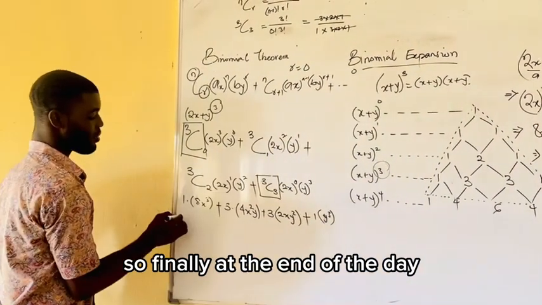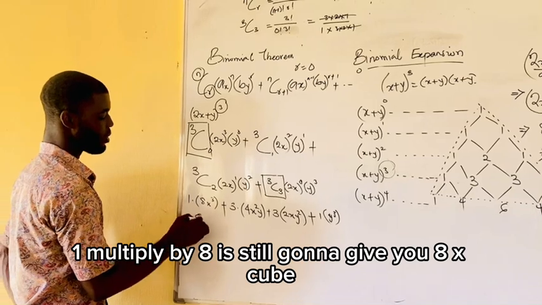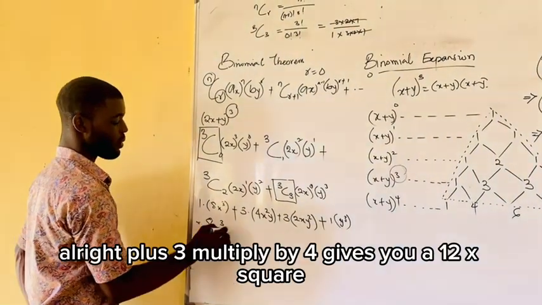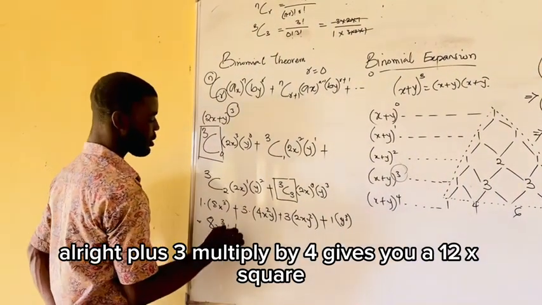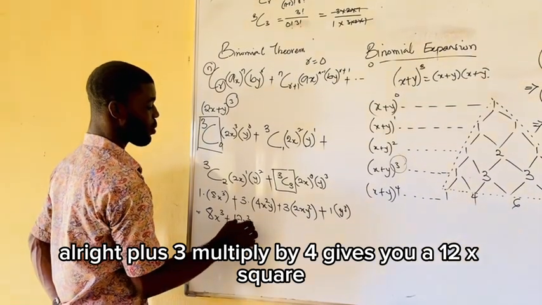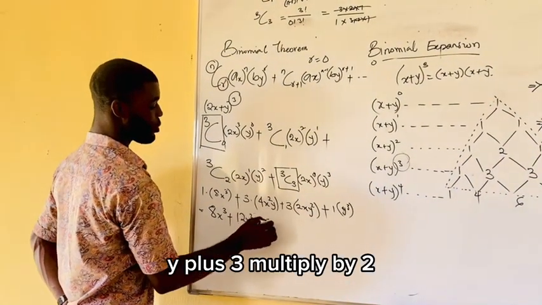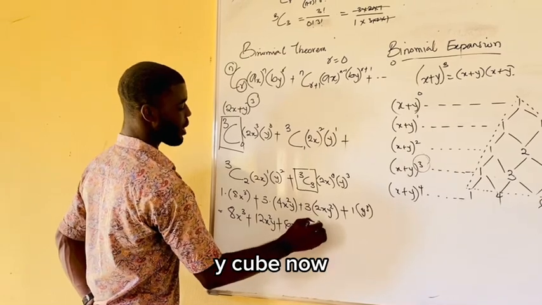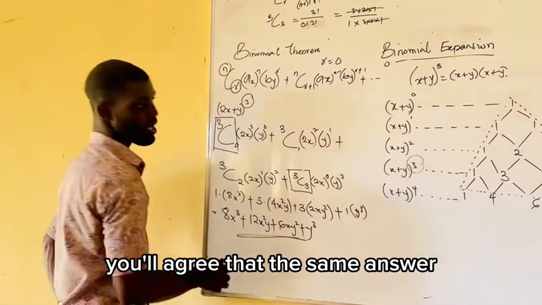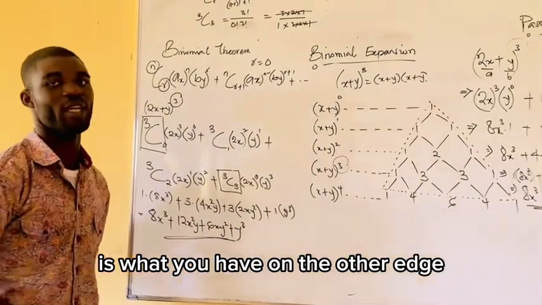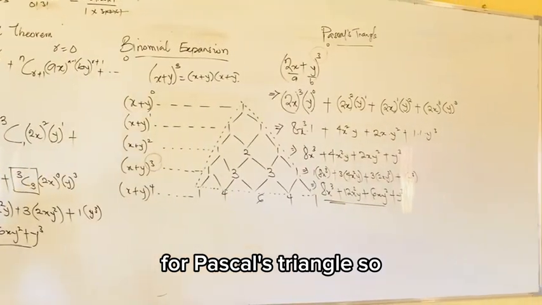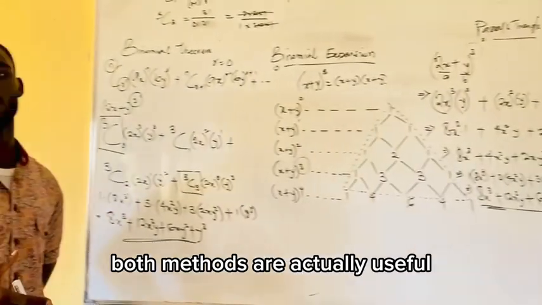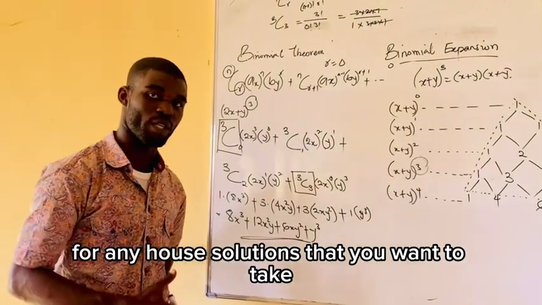Okay, so finally at the end of the day, 1 multiplied by 8 is still going to give you 8x cubed. Alright, plus 3 multiplied by 4 gives you 12x squared y, plus 3 multiplied by 2 is 6xy squared, plus 1 multiplied by y cubed. Now you'll agree with me that the same answer is what you have on the other edge for Pascal's triangle. So both methods are actually useful for any solutions that you want to take.